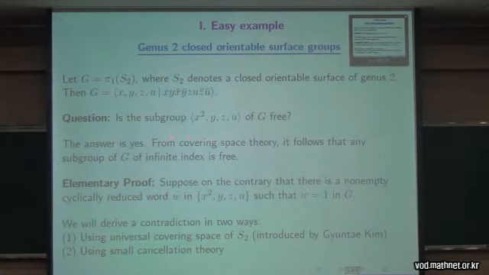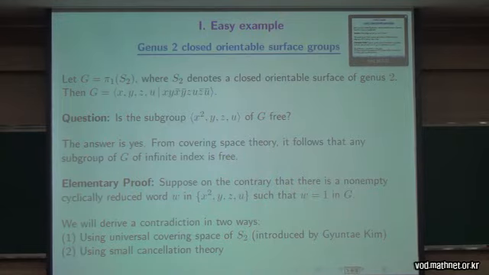Supposing that this subgroup is non-free, we would like to obtain a contradiction. In other words, supposing that there is a non-empty cyclically reduced word W in this set x squared, y, z, u such that W equals the identity in group G, we would like to obtain a contradiction in 2 different ways. The first way is using the universal covering space of S sub 2.